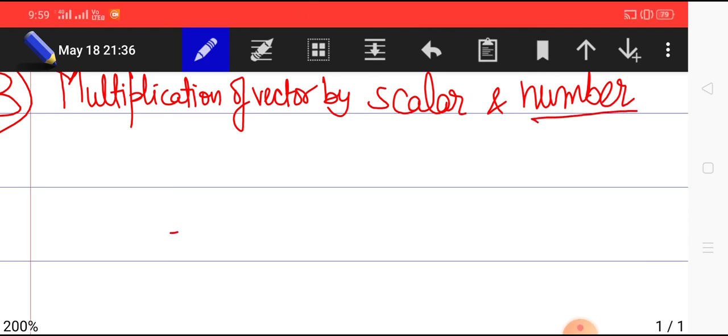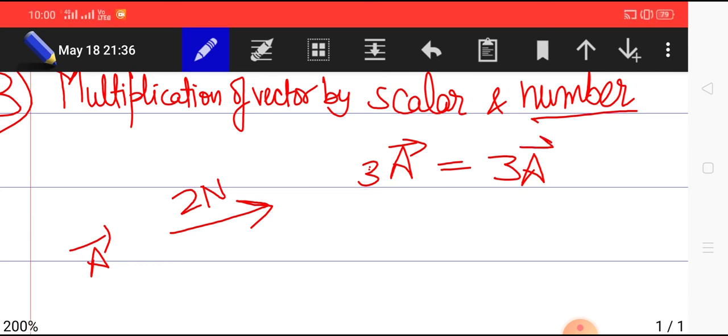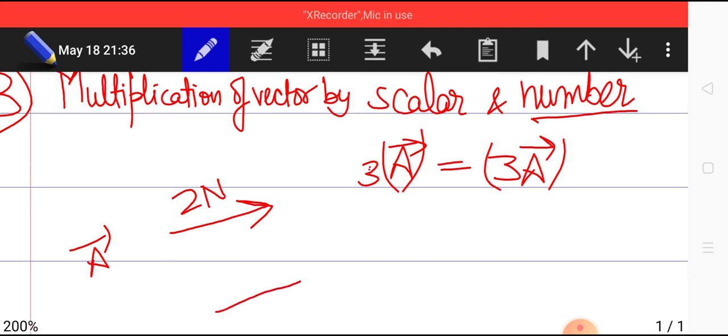Consider a vector, suppose this a is a vector which has a magnitude. Let us say it's a force vector, it is 2 Newton. If you multiply this a vector by a number, say 3, then it will become 3a vector, a vector whose magnitude is 3 times the magnitude of a. The direction will remain the same; multiplication by a scalar number will not change the direction. So this is your vector 3a.